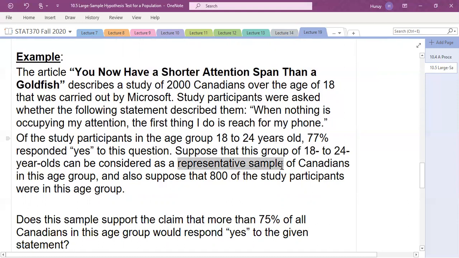See, this is very important because this is one of the conditions of the procedure of carrying out a hypothesis test. So we have it here. Suppose this is a representative sample of Canadians in this age group. And also suppose that 800 of the study participants were in this age group.